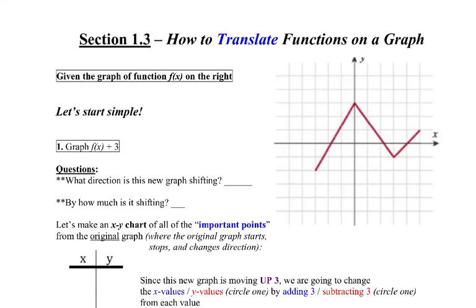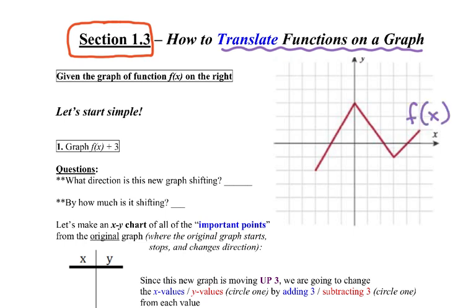Hi there, math friends, and welcome to section 1.3, where we're now going to take the transformations that we've been learning, all 10 of them, and we're going to learn how do we actually translate on a graph visually. So what we have is an f of x graph over here, and the first question says, well, let's just start simple. Can we graph f of x plus 3?